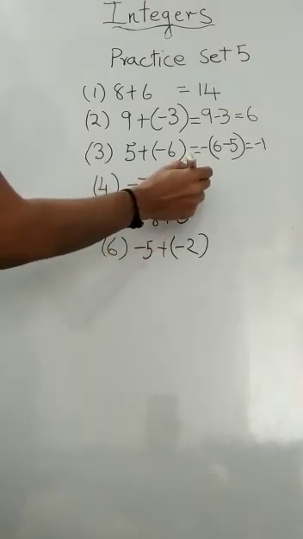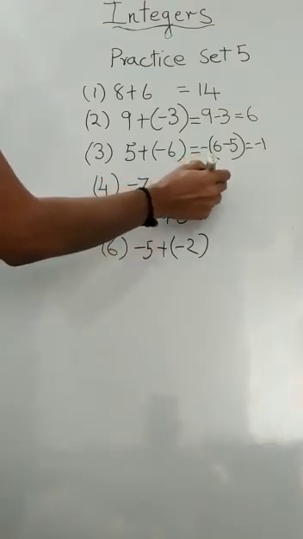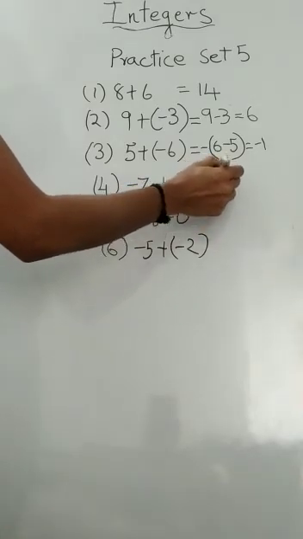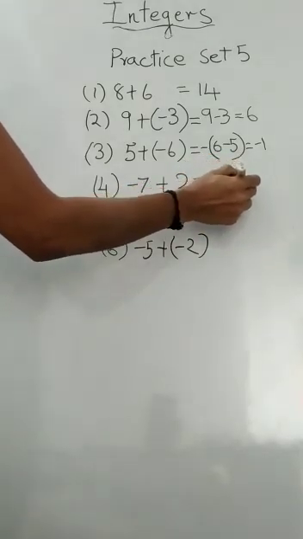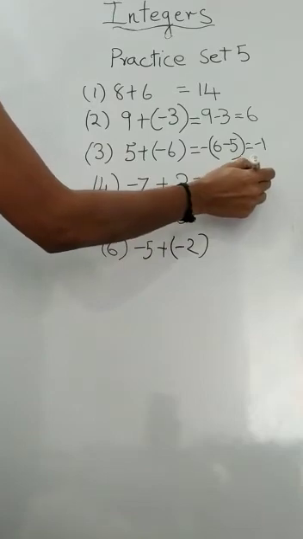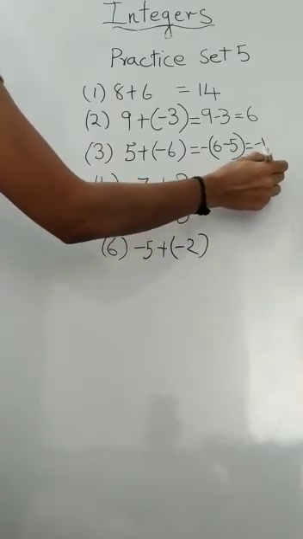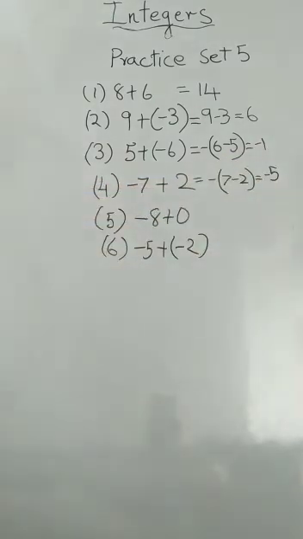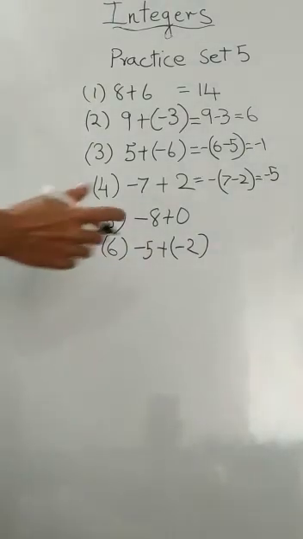Here also it will be the same case. You have to put a negative sign and you have to do 7 minus 2. And what will the answer be? Minus 5. The 7 minus 2 is 5 and you will put a negative sign for it.